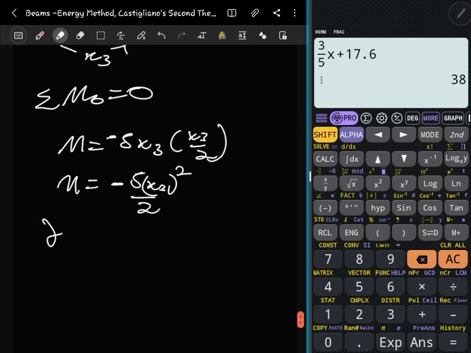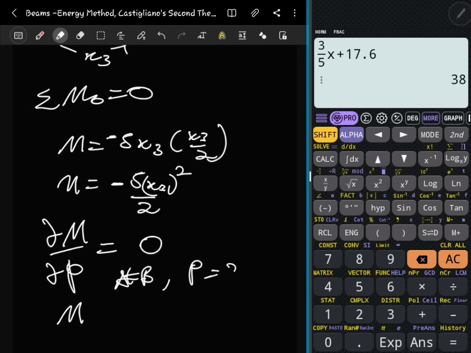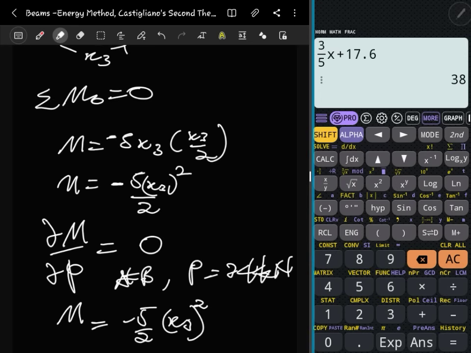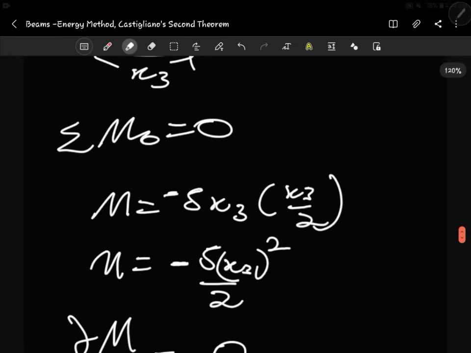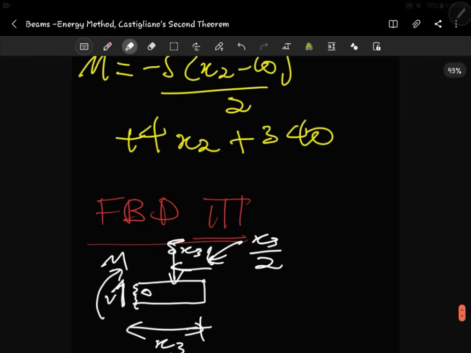Then again we go over the partial derivative with respect to p. Since there's nothing here, this becomes 0, and then we need m. So then at b, you know p is equal to 34 kilonewtons, but there's no p here, so m is still the same thing, minus 5 on 2 x3 squared. That's what we have. We have everything we need. The next thing is to just do the integration and then follow through the rest to find the deflection at b. Are we okay?